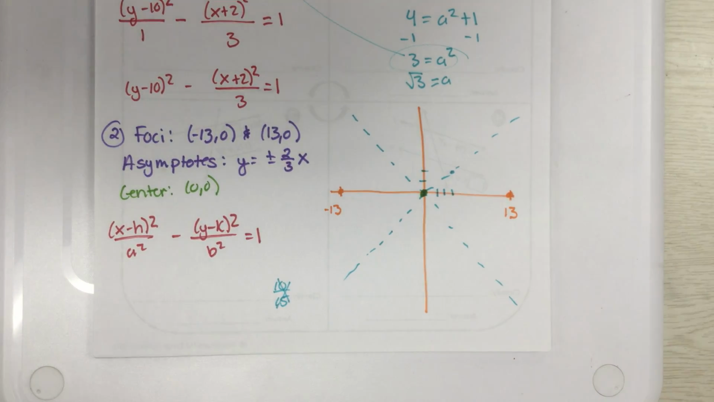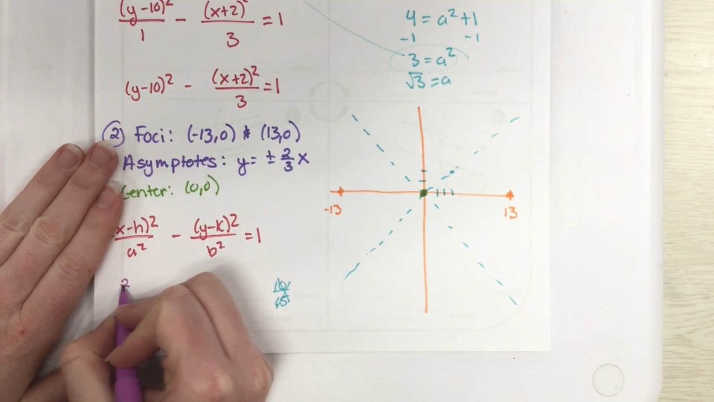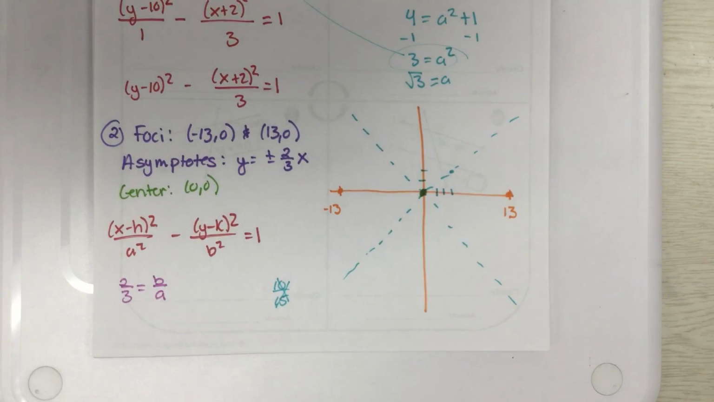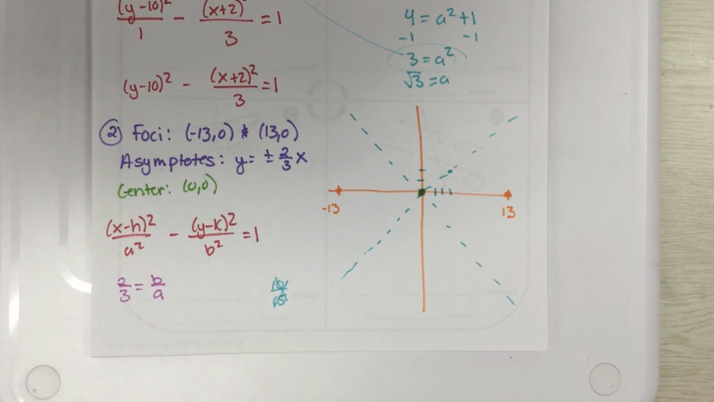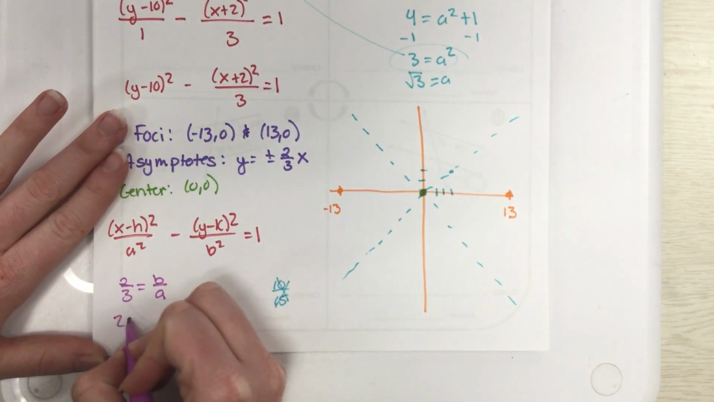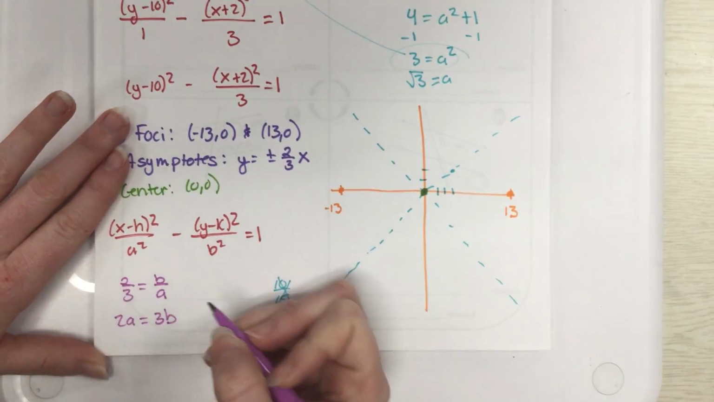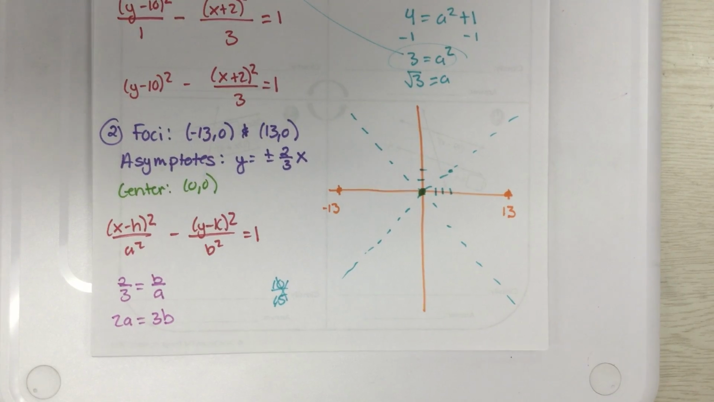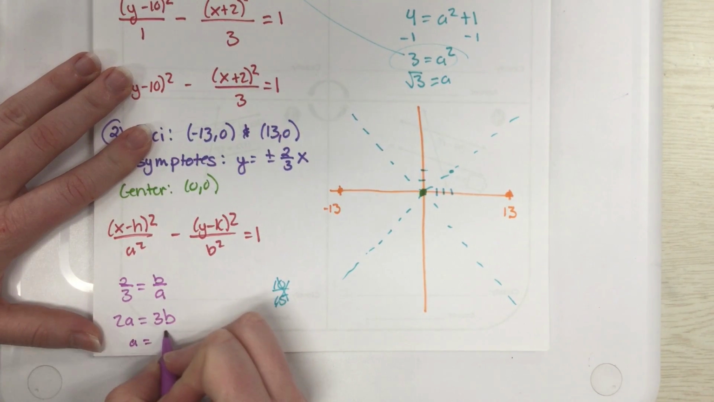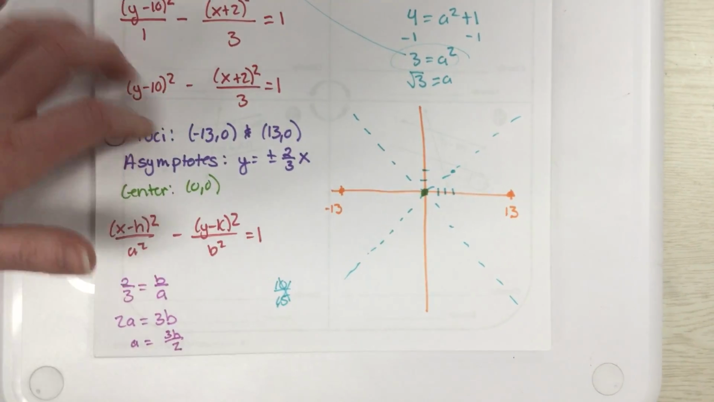What we do know is, sorry, I'm going to get a different color. Let's go here. Okay, so we do know that 2 over 3 will reduce to b over a. So the ratio of b over a is equal to that. So what I'm going to go ahead and do is I'm going to cross multiply and solve. So I have 2a equals 3b. And you got to pick what variable you want to solve for. I'm going to solve for a. So I'm going to say a is 3b over 2.